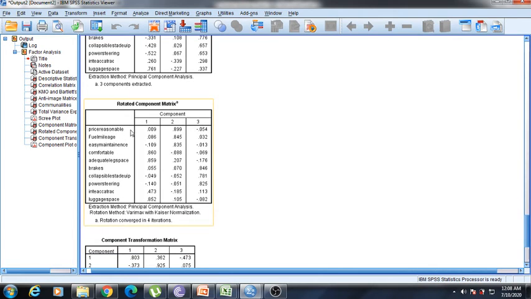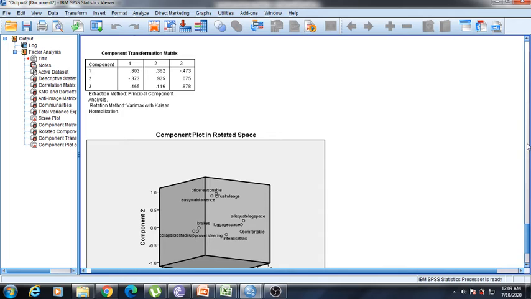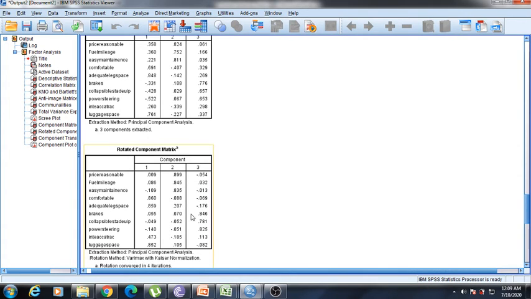You can see here the price is reasonable, so it loads only on the second factor. Then again fuel mileage, second factor loading, all others are less. Then easy maintenance, second is loading. For comfortable, first is loading. Adequate leg space, first is loading. Luggage, this one is loading. So these are the things. Similarly, when we do the rotated matrix, your factor loading should be with only one factor. It minimizes the cross loading. So that's why we do the rotated matrix. Okay. And now we have to consider which variables are related.